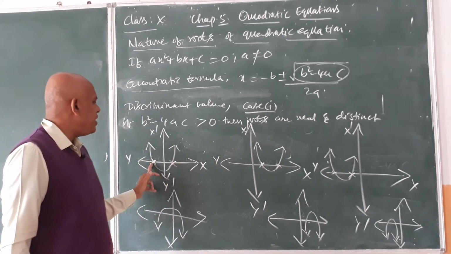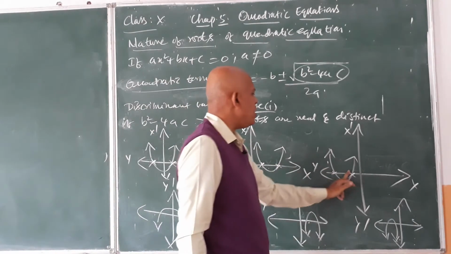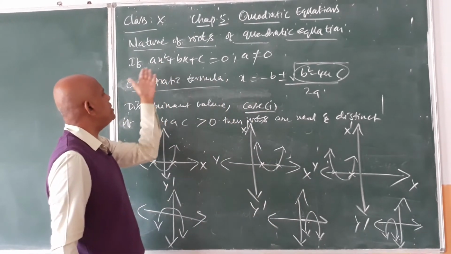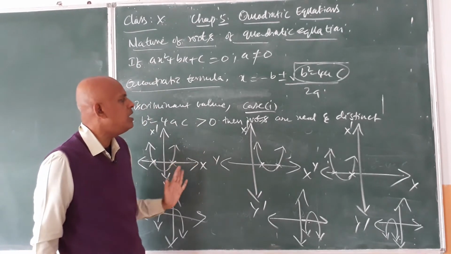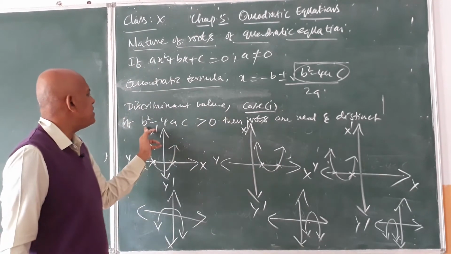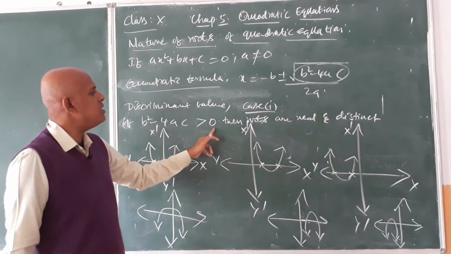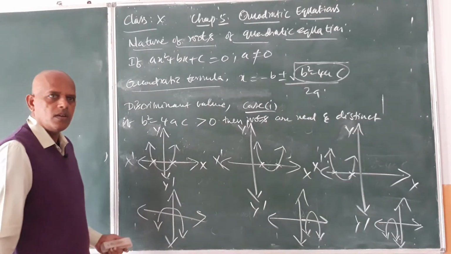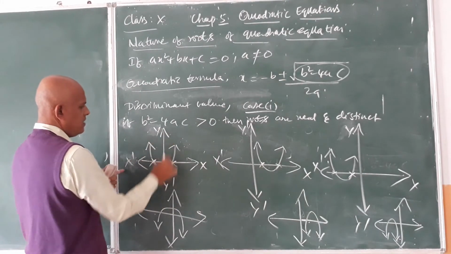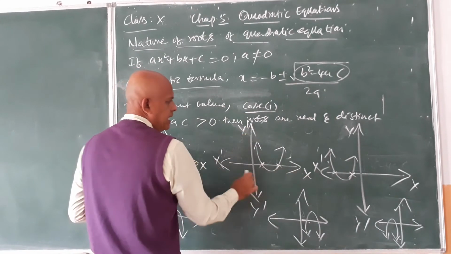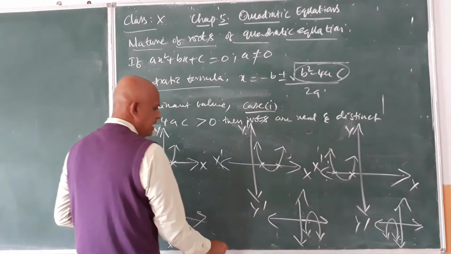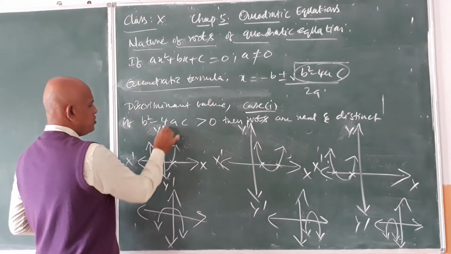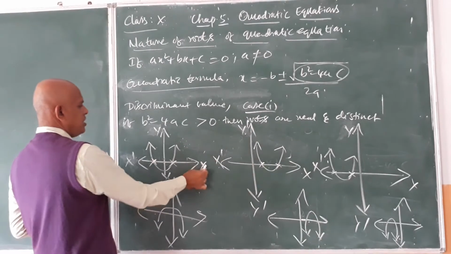So here one root is negative, one positive; both positive; both negative. In the same way for the inverted parabola, when the x square leading coefficient is negative, you get an inverted parabola. This is case 1, that is, discriminant value b square minus 4ac greater than 0, when roots are real and distinct. Small correction here: x dash, y dash. This is the positive x-axis, this is the negative x-axis, this is the positive y-axis, this is the negative y-axis.